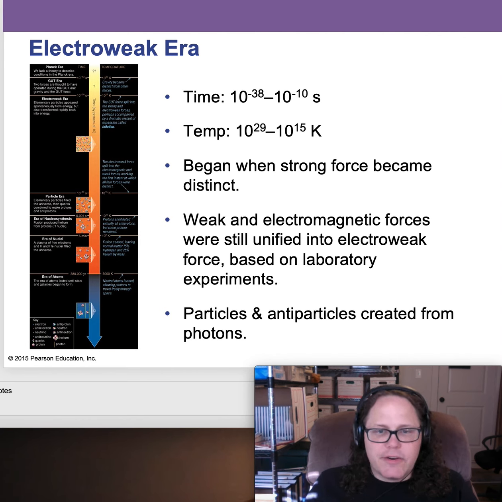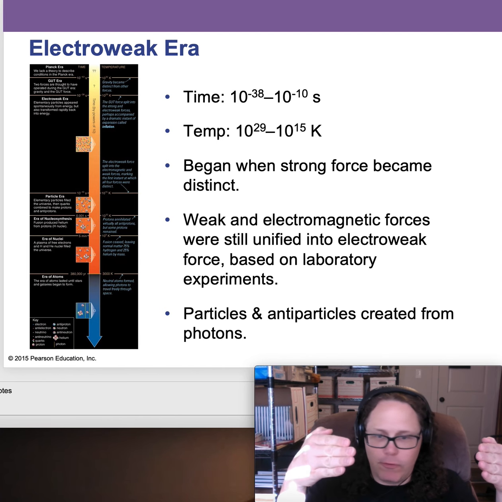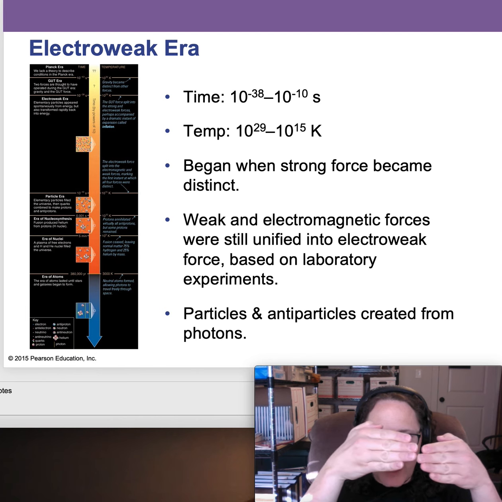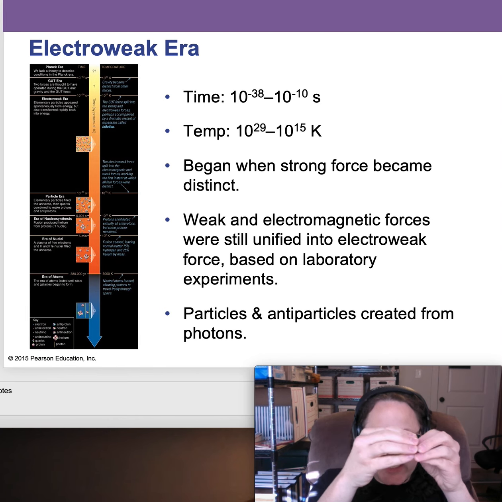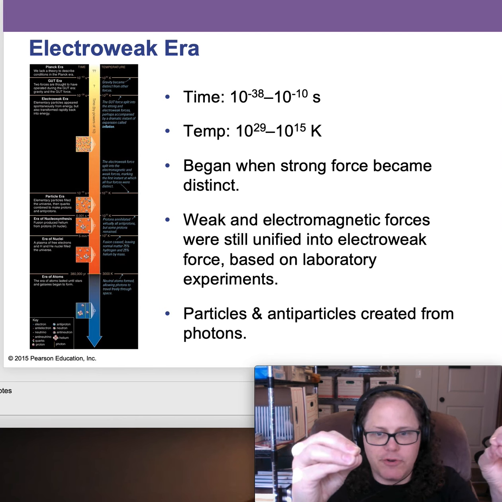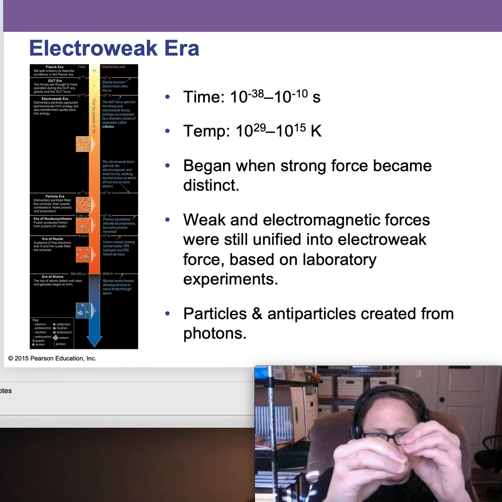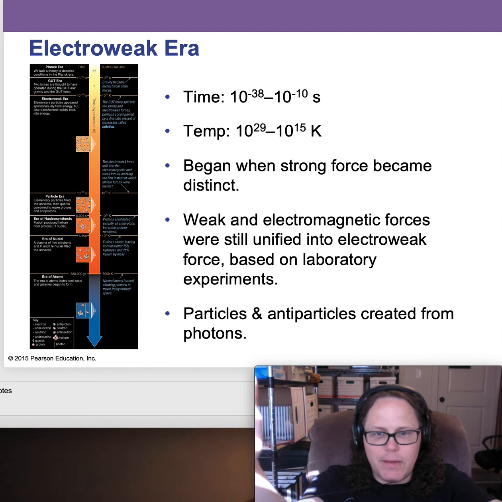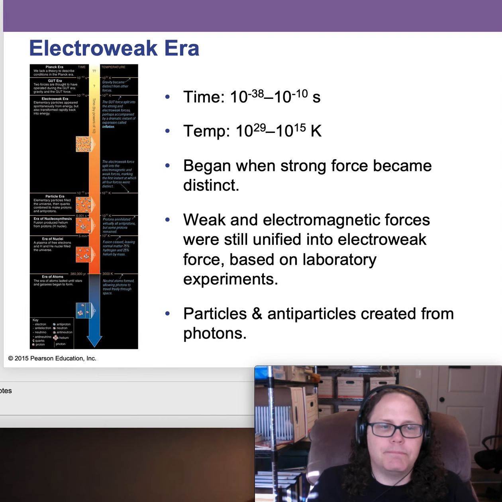And during this era, as in our laboratories, particles and antiparticles are created from photons. For example, one way this happens, 2 gamma rays, the most powerful photons we know of, combine, and their energy gets converted to mass of an electron and a positron. And very quickly, that electron and positron recombine and become gamma rays again.